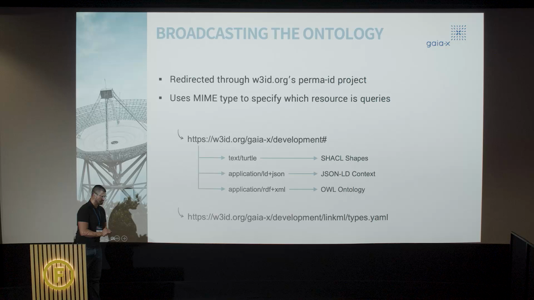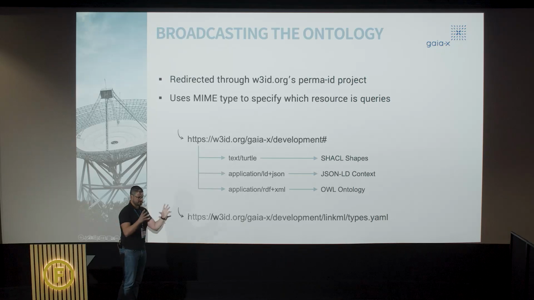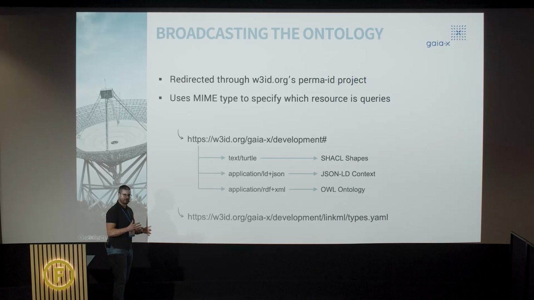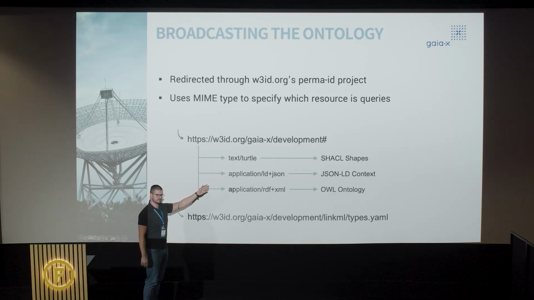So we're still in the broadcasting of the ontology. As I explained previously, we use Perma ID, which is w3id.org. That's the root of the domain. We use the MIME types to specify which resource you want. That's for technical interoperability between SHACL shapes, JSON-LD, and when you reference the context. So we have a single endpoint, which is the one you can see up above.